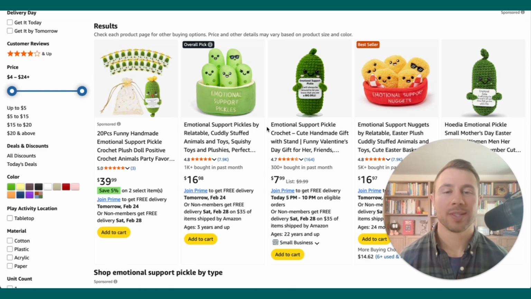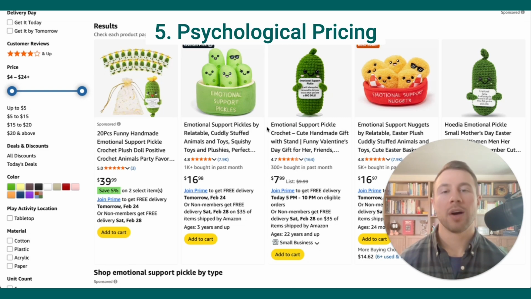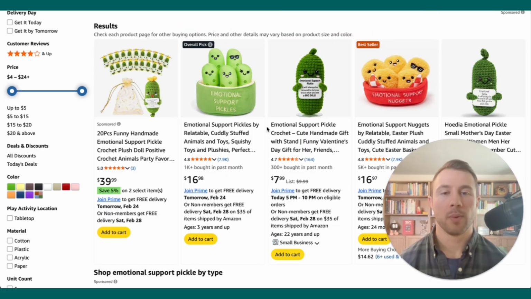Last strategy is called psychological pricing, and that most often shows up in the form of charm pricing, which is when you see a product that ends with 0.99 or 0.95 and so forth. This works because of what's called the left digit bias, where a customer sees the price and subconsciously they feel it's $1 cheaper than it actually being just a cent cheaper.